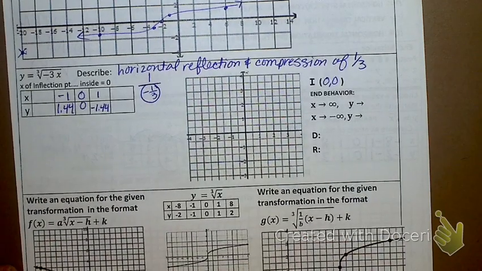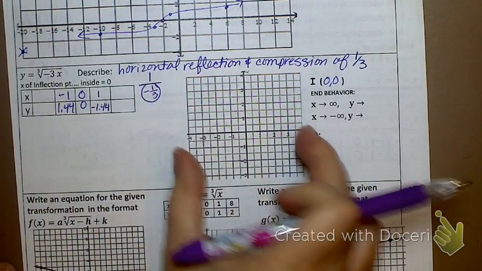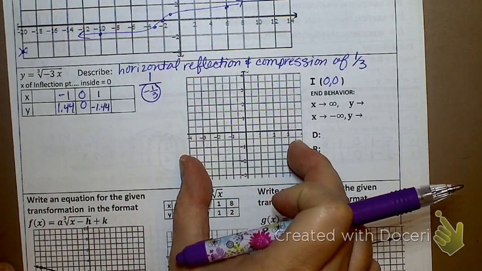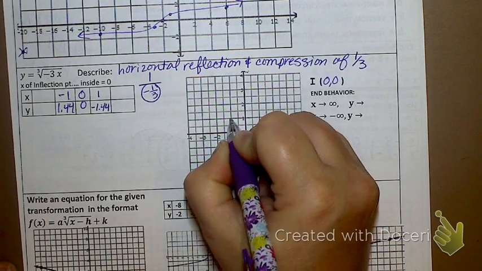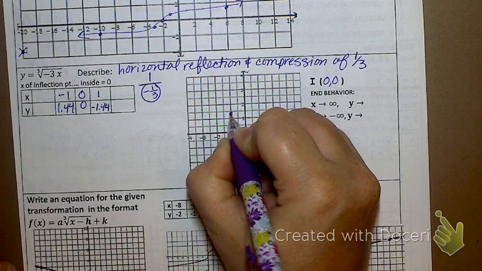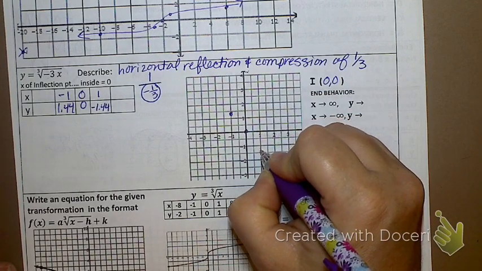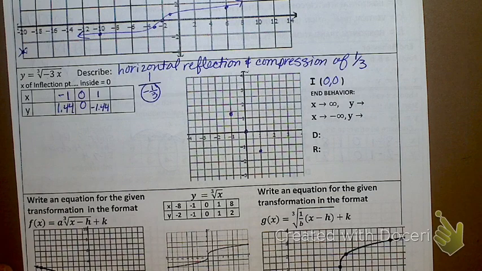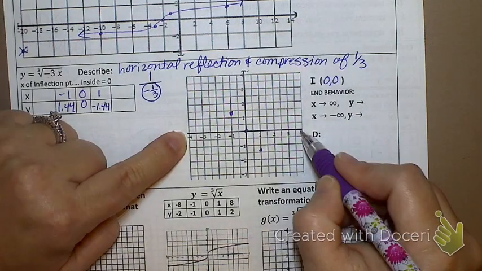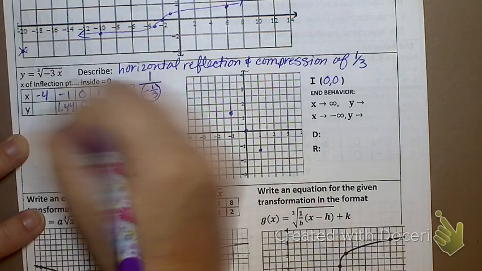Now, look at my graph. If I were to go to negative 8 and positive 8, they wouldn't fit on my graph, would they? Right now I have negative 1, 1.44. I have 0, 0, and I have 1, negative 1.44. What would be a good number to show me what's going on here? How about we just pick 4 and negative 4 so we can see where it is at the edge of the graph. So negative 4 and 4.